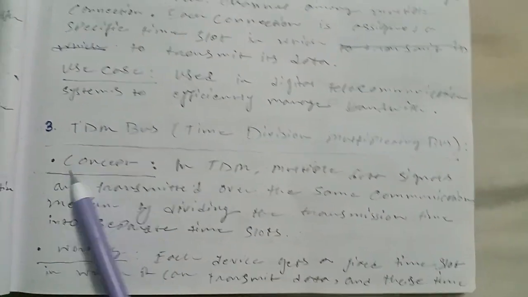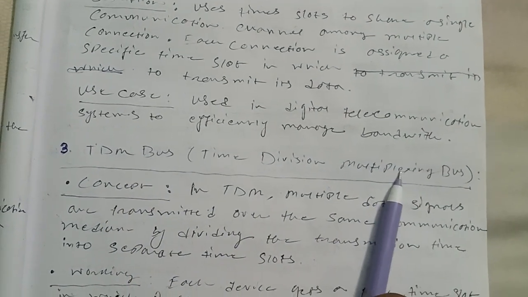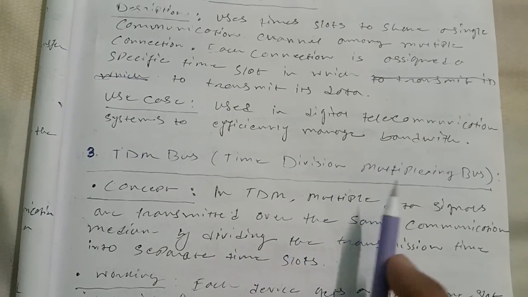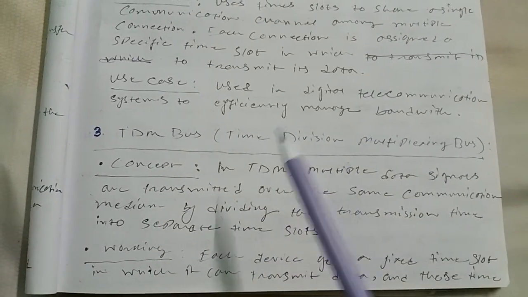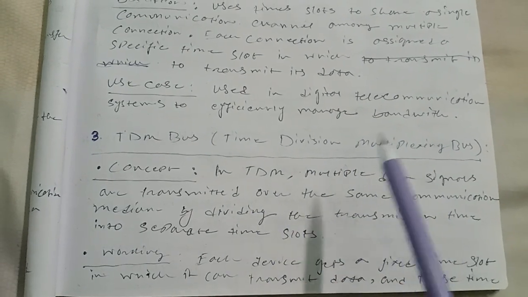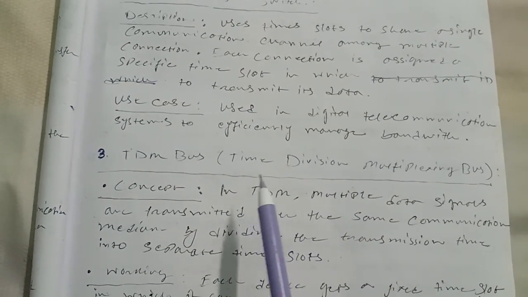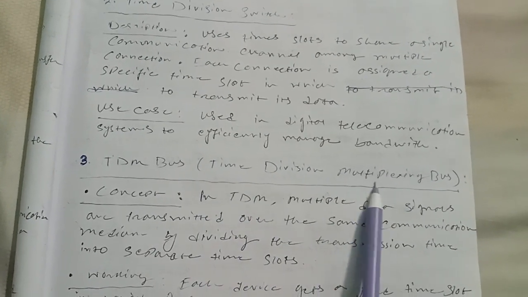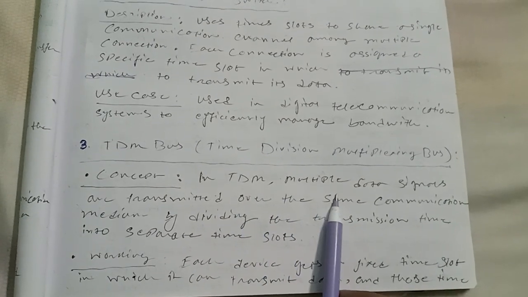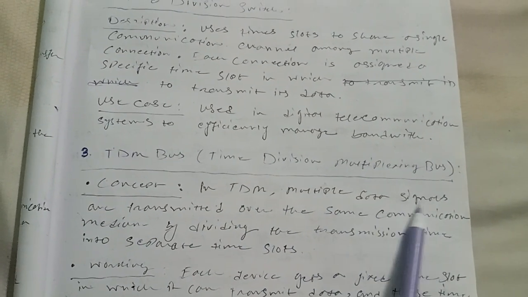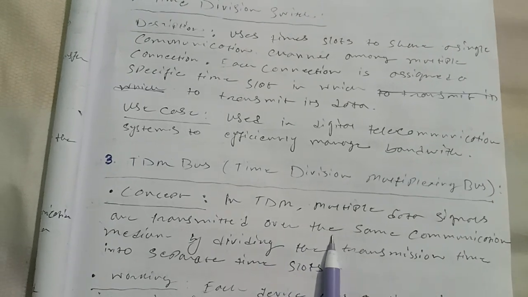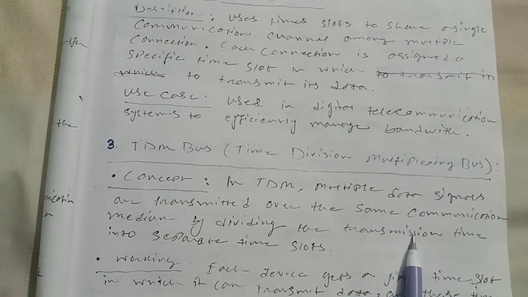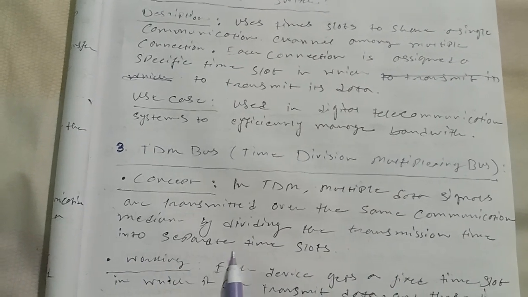Now we will see the TDM bus. TDM, or time division multiplexing bus. You may think TDM is the team deathmatch of PUBG, but it's not the PUBG thing or BGMI thing. TDM here means time division multiplexing bus. In TDM, multiple data signals are transmitted over the same communication medium by dividing the transmission time into separate time slots.